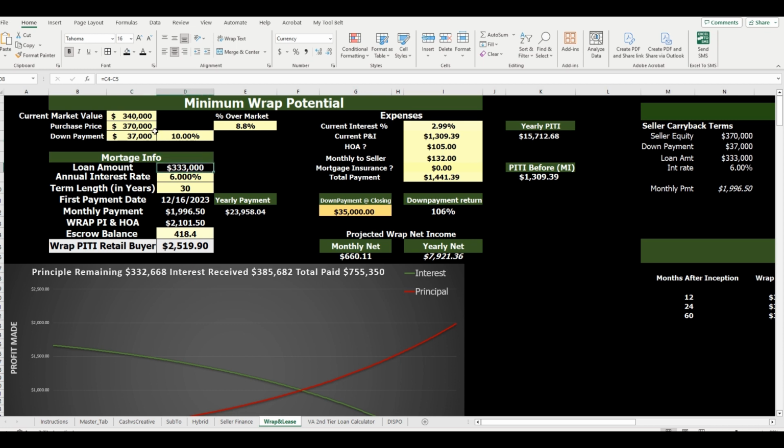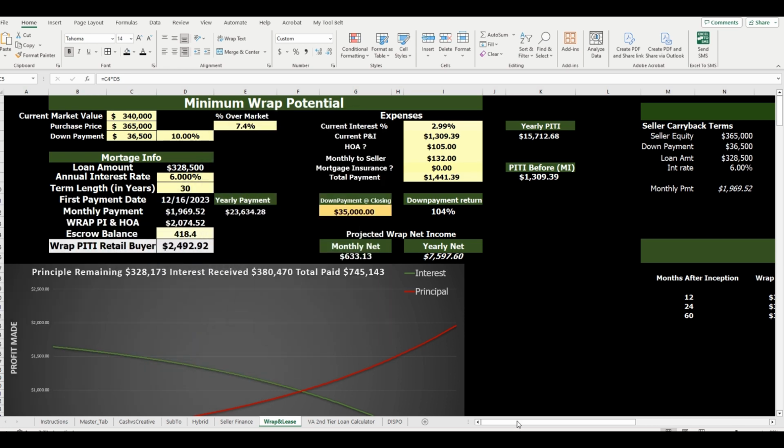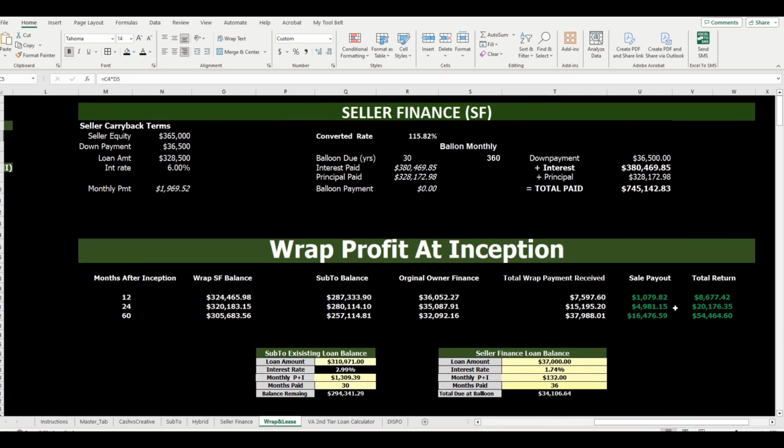Okay, the loan amount here is $333. Let's bring it down a little bit more. Let's go to $365. Okay, now we're in negative territory. I don't want to be at $328 because it's going to be below the $331. So we don't want that. We can see how close we are right now to the sale payout. So that is what I was referring to before.